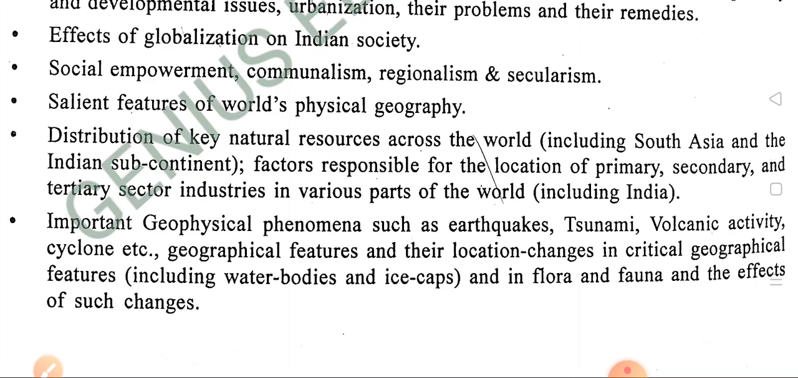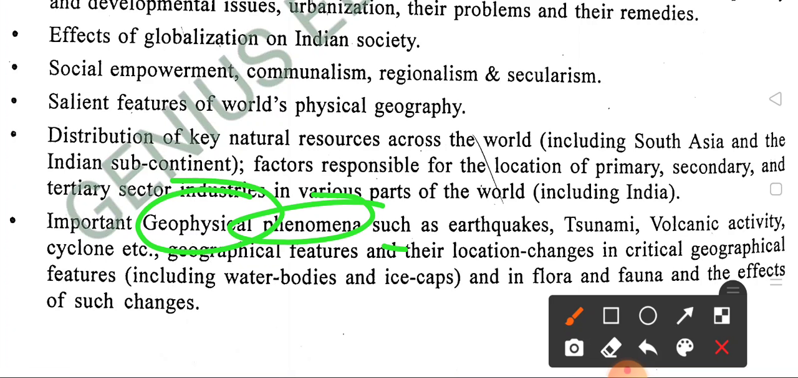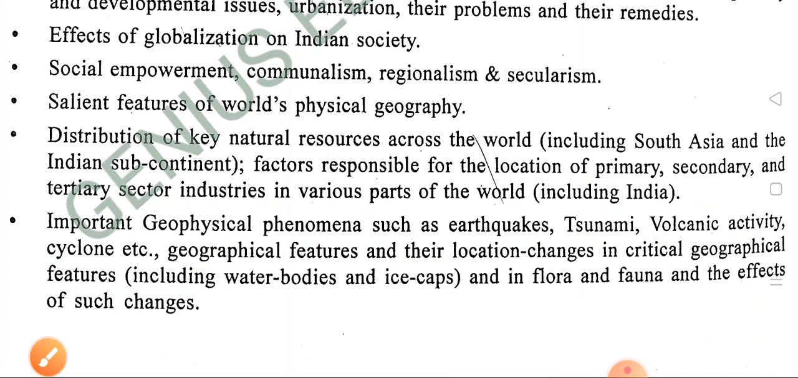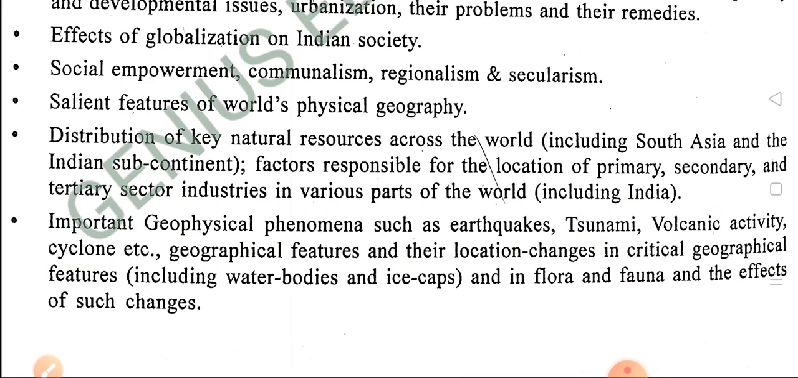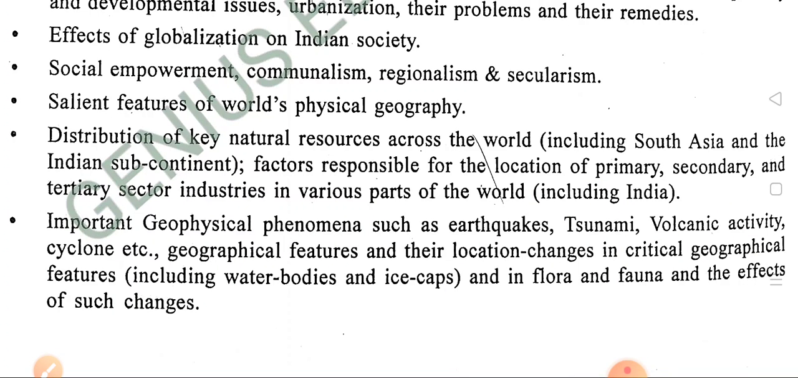Next is important geophysical phenomena such as earthquakes, tsunami, volcanic eruption, cyclones, etc. Okay, geographical features and their location, changes in the critical geographical features, including water bodies and ice caps. And you have to know what is the cause, what is the reason for that particular ice cap and that particular water body, and what is the climate of that particular point. What were the causes and what are the causes of it, and what is the reason behind it?